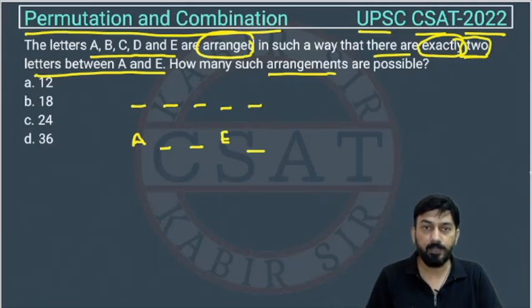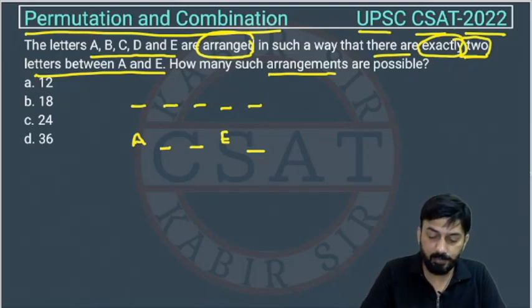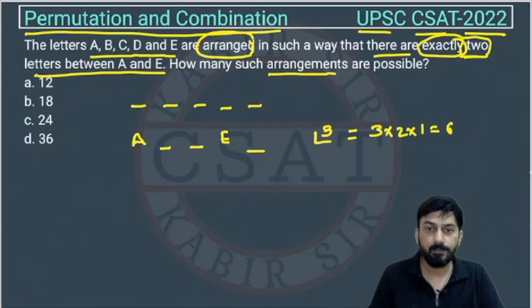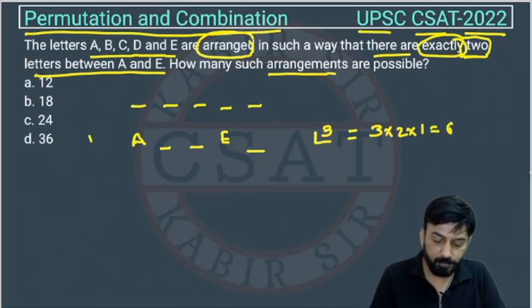Okay. So how many such arrangements are possible? We are given only 5 letters. 2 letters we already used. How many letters are remaining? 3 letters. So 3 letters can be arranged in how many ways? Factorial 3. Right. Factorial 3 is 3 into 2 into 1. So this is 6. Right. So this is one possibility.